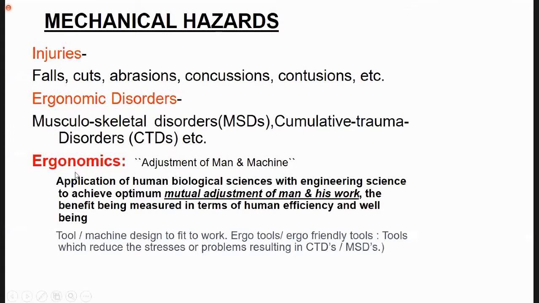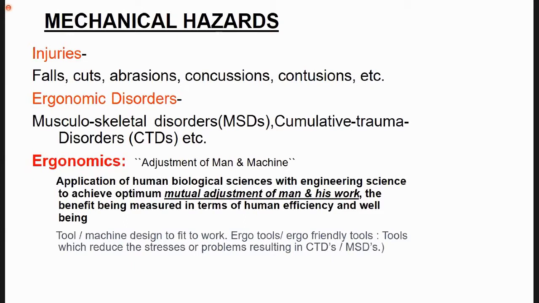So what is ergonomics? Adjustment of man and machine. Remember, it's a mutual adjustment of man and his work. Machine design fit to work. So the job is fit to the worker. Ergonomics is defined as the application of biological sciences with engineering sciences to achieve optimum mutual adjustment of man and his work, the benefit being measured in terms of human efficiency and well-being.